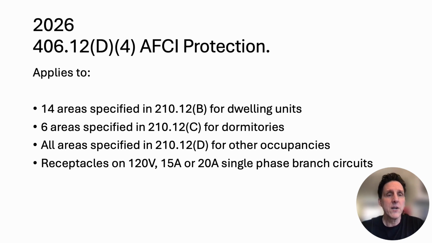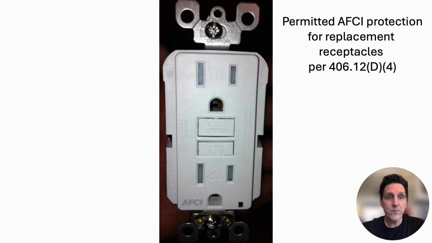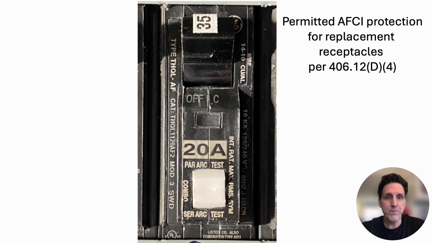Now, what are our permitted protection techniques? Well, you can use an AFCI receptacle. You can take out a receptacle and put in an AFCI receptacle, or you can protect replacement receptacles through this AFCI receptacle. That's one option. This is an outlet type of AFCI receptacle.